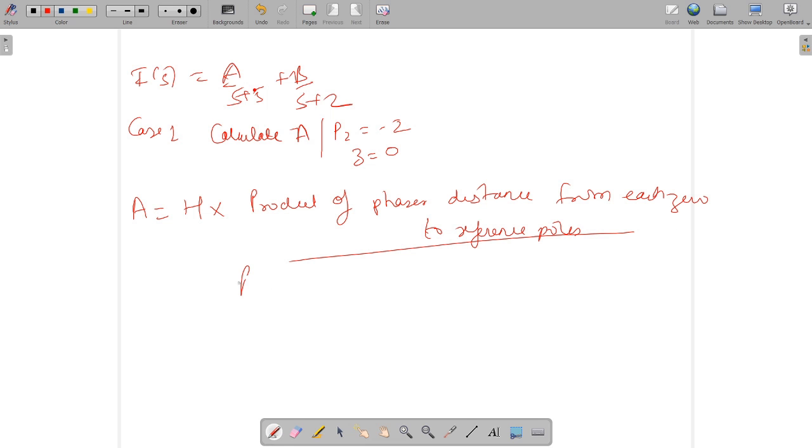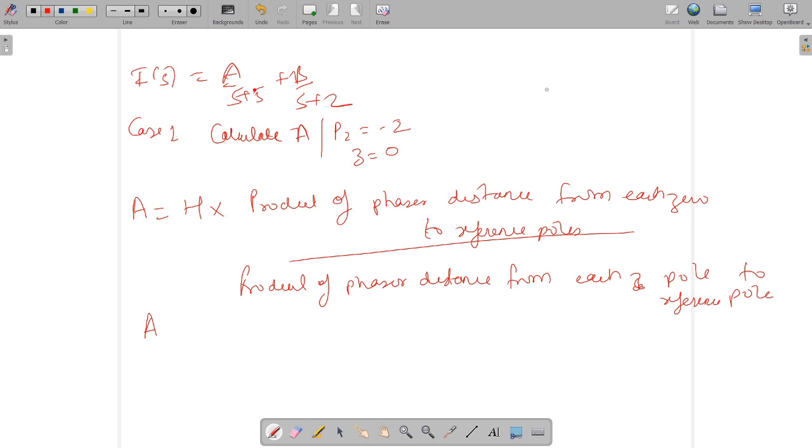Now similarly, the product of the phasor distance from each pole to the reference pole, you can say. So you will have to find the distance between the -5 and the -2, and here you have to find the distance between the -5 and the 0. Now 0 is the zero and -2 is the another pole. So we will try to find the A value.